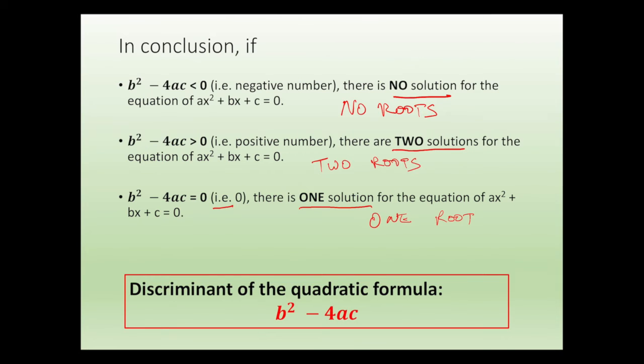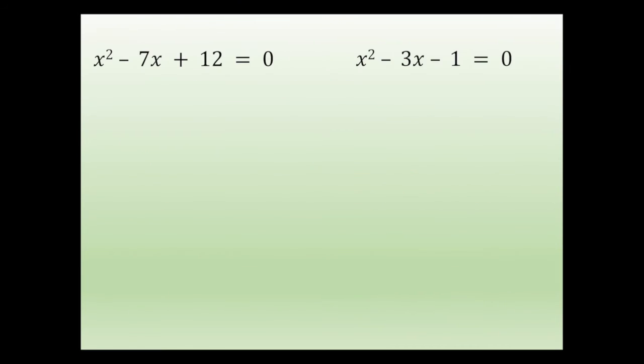So this term b squared minus 4ac is actually known as the discriminant of the quadratic formula. By calculating b squared minus 4ac, we can find out how many roots there are for our parabola. Now, I am going to solve these two equations using the quadratic formula. I know that for the very first one, you can factorize it. However, I need to show you how to use the quadratic formula.